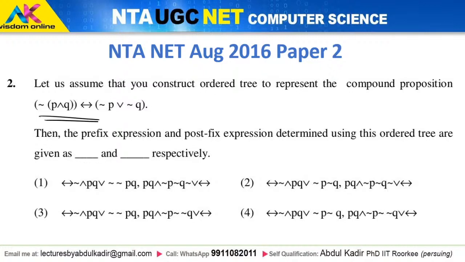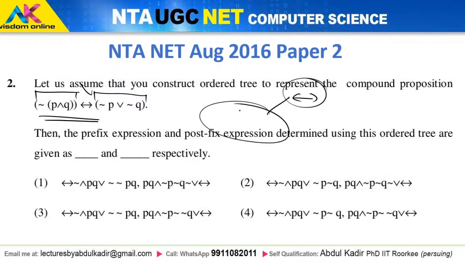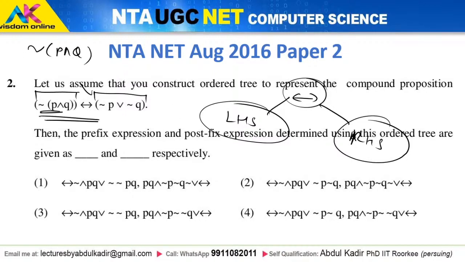So basically in the tree, what will happen? You have this expression, you have this expression, and finally you are doing this. So you have this operator, and on one side you have the LHS expression, and on the other side you have the RHS expression. Now let's look at the LHS expression. The LHS expression is the negation of P and Q. So you are doing the negation, and negation of what? Negation of P and Q. So this is how you can draw the tree.